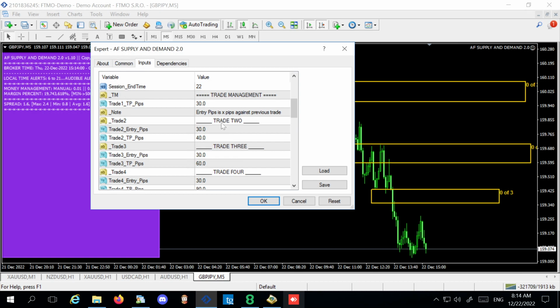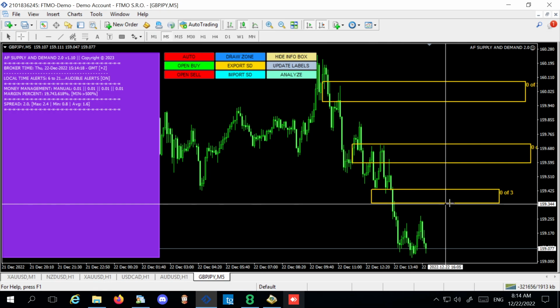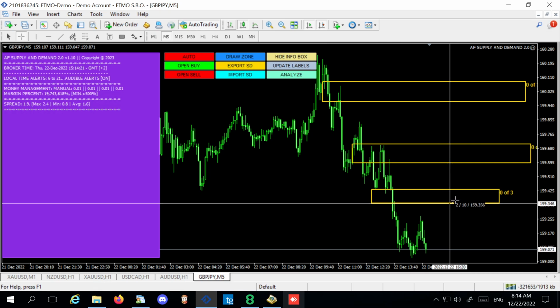We go down to trade two. So this is how I work. Let's say, for example, if the first entry here isn't valid or it doesn't work, what the EA will do is open up a second trade at 30 pips. So 30 pips additional. So I'll just show you how that works. Let's say your first entry was here. Trade one got breached by 30 pips. 30 pips is here. Trade two would enter around here, and then trade three will enter up around here.